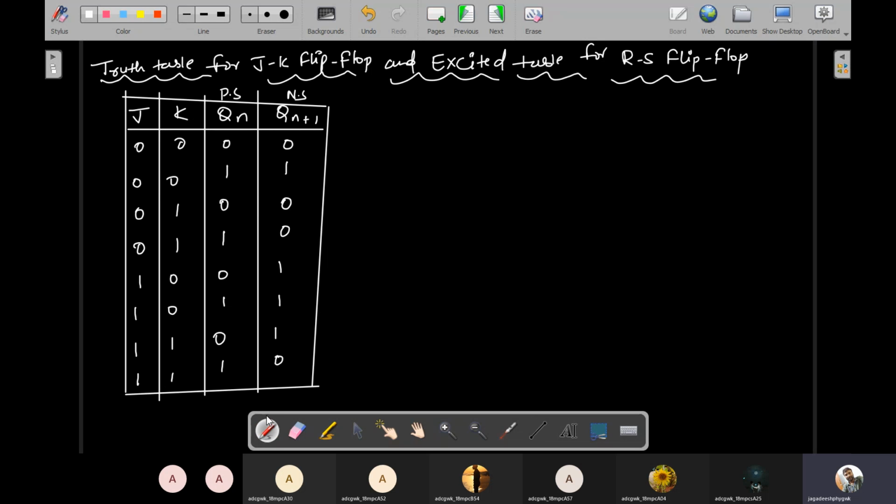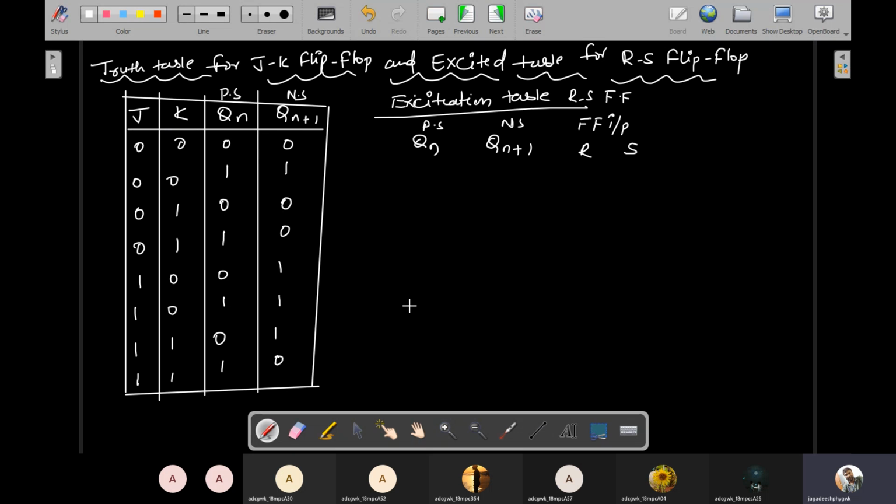Right now, what is the excitation table of the SR flip-flop? I will write the excitation table for the SR flip-flop or RS flip-flop, whatever it may be. What is the present state? The present state is Qn, and the next output is Qn plus 1. This is called the next state, and this is the present state. And the flip-flop inputs are R and S.